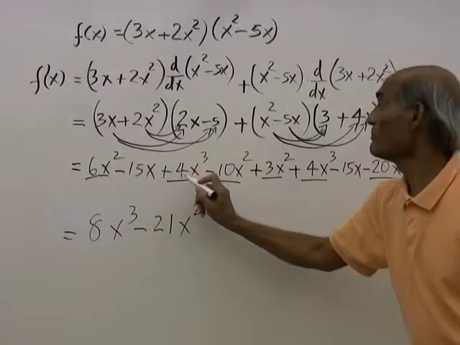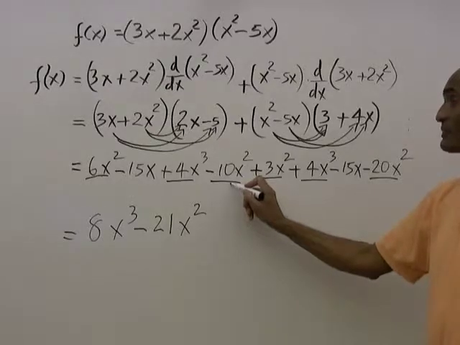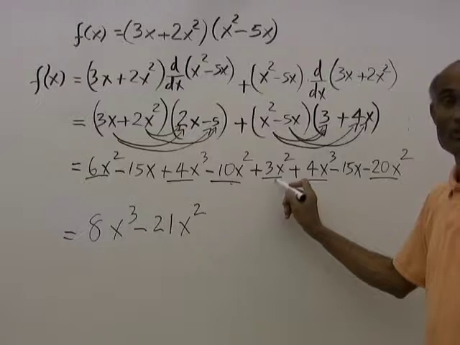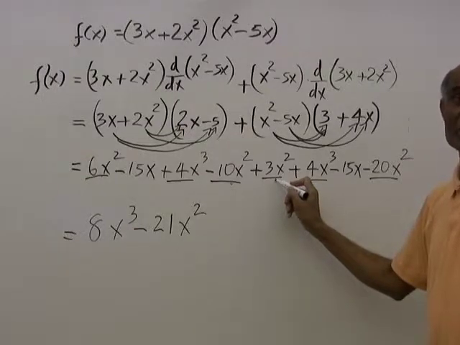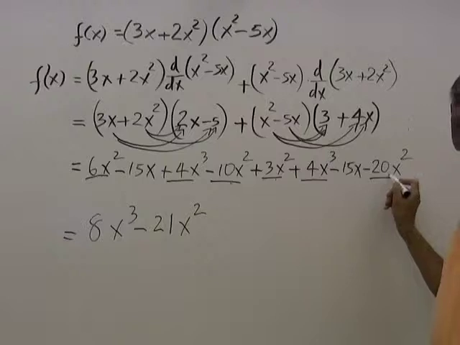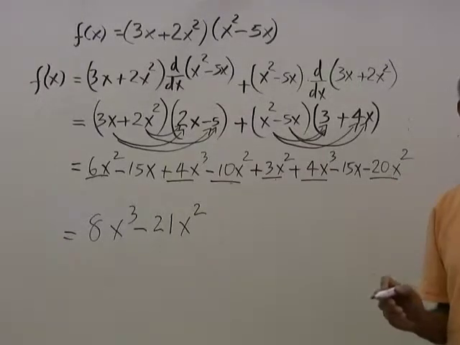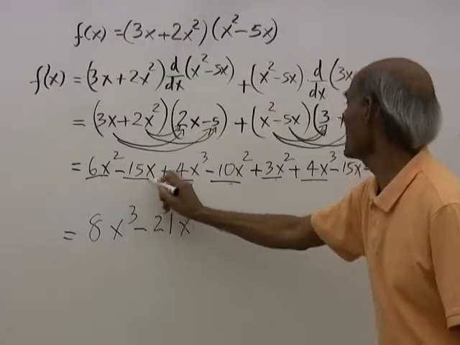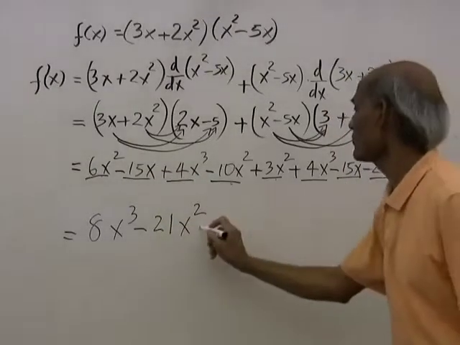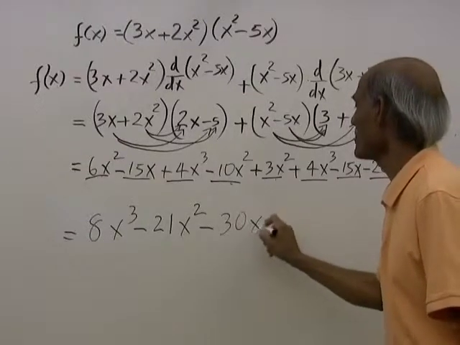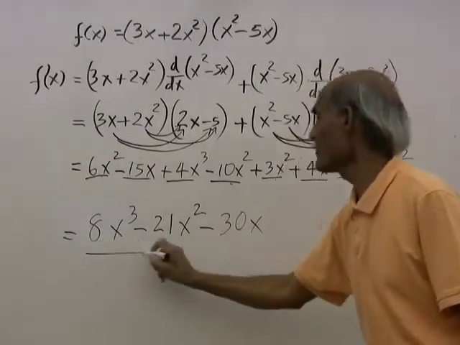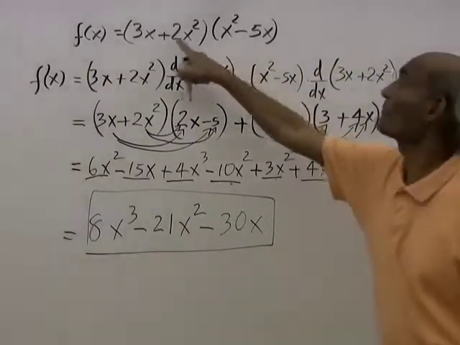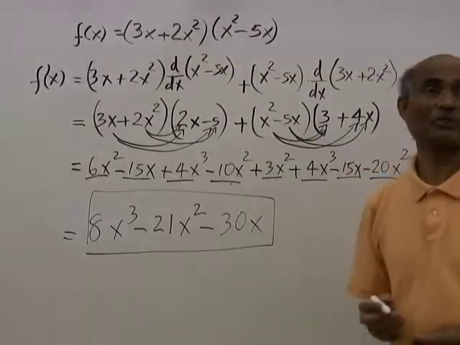6x squared minus 10x squared is negative 4x squared, plus 3x squared is negative x squared, minus 20x squared is negative 21x squared. What are we left with now? Minus 15x minus 15x is minus 30x. And so there you have our final expression, the derivative of the product of these two functions.